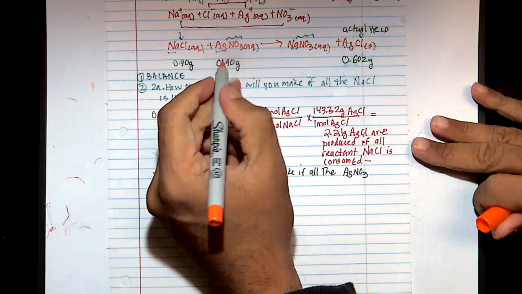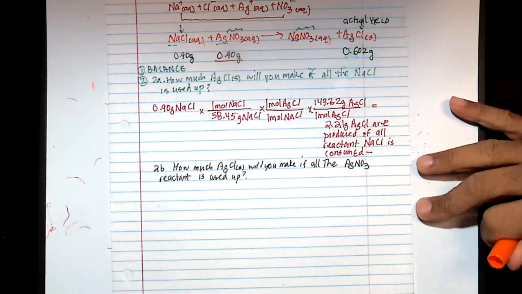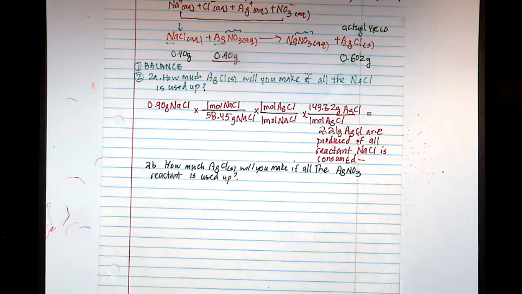So they tell us we started off with 0.90 grams of AgNO3.